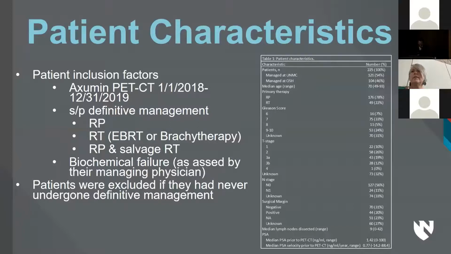These patients had a variety of Gleason scores, a variety of stages, and nodal involvement at the time of diagnosis. 20% of them had positive surgical margins after prostatectomy. The median PSA for the entire population was 1.42 at the time of the scan, and the PSA velocity was 0.77.